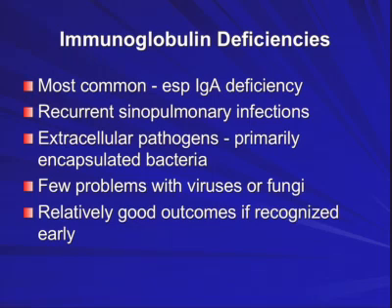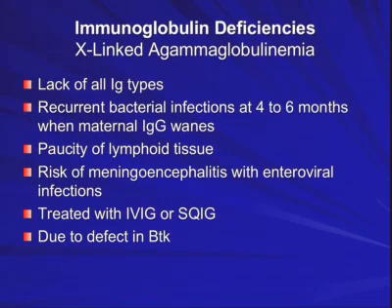And in fact, they have very few problems with viral infections or fungal infections, with some rare exceptions. Mainly enteroviruses seem to have unique susceptibilities with these patients. But they do have relatively good outcomes if we recognize them early, and if they are lacking IgG antibody function, then we can actually replace it with immunoglobulin replacements such as IVIG. So let's talk about some individual diseases now.